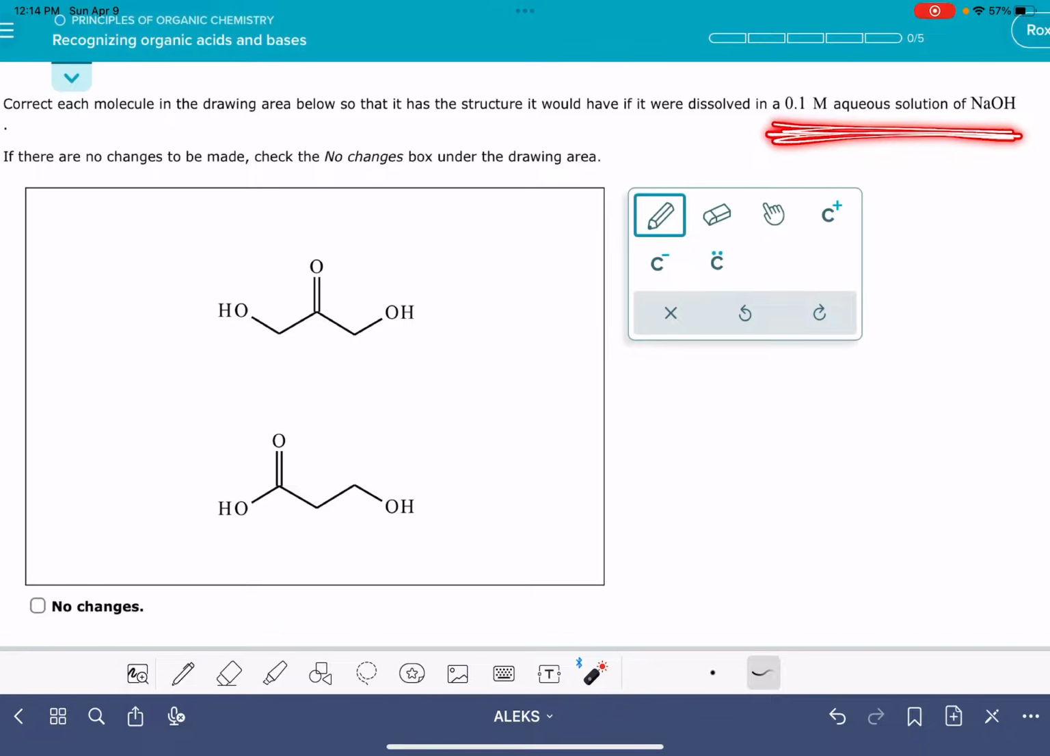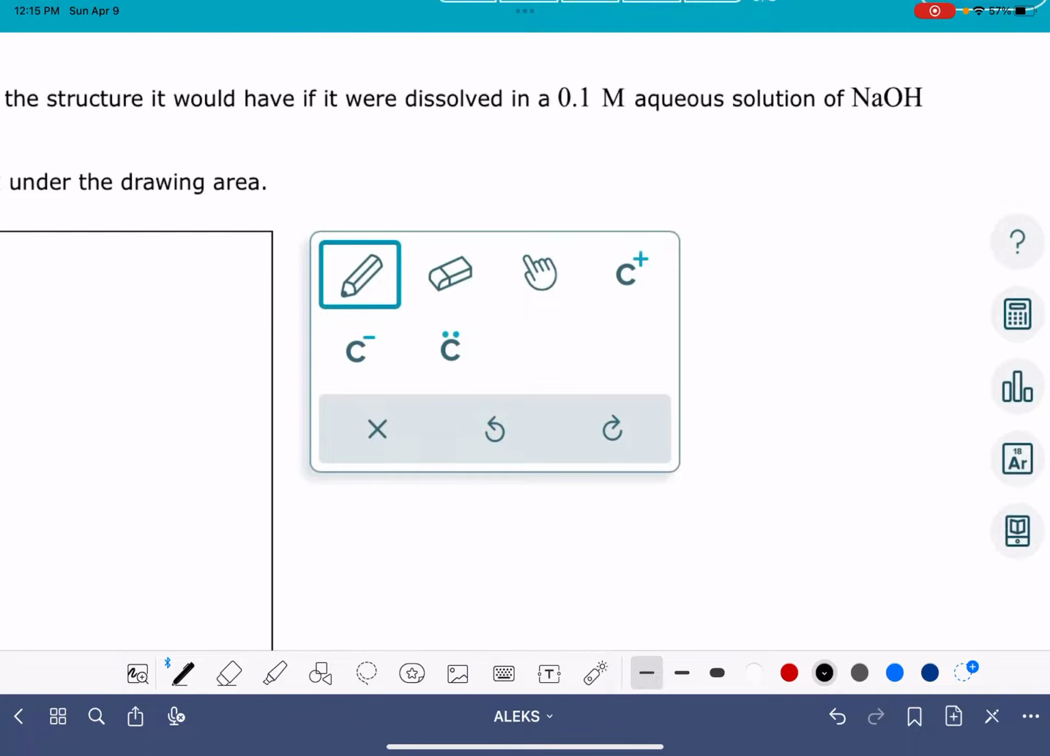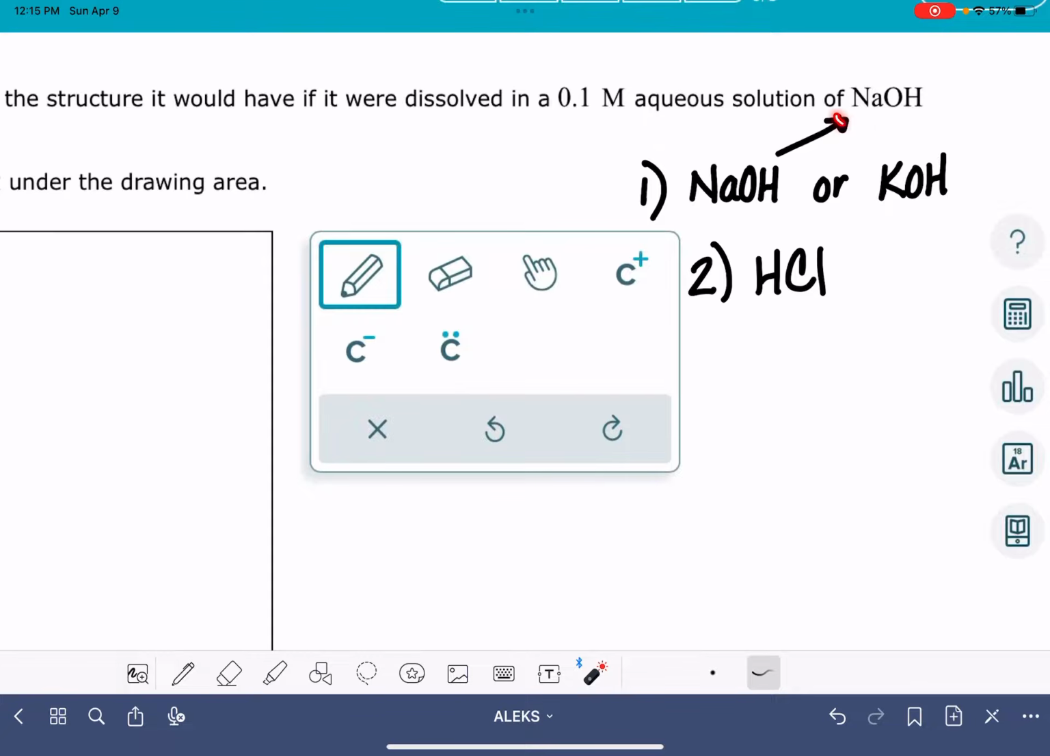It's going to be talking about a 0.1 molar aqueous solution of something, and there's going to be variation in the substance over here. So your options for this problem are either going to be NaOH, or you might see KOH. NaOH and KOH, you're going to treat exactly the same way in this problem, so I'm not going to distinguish between those two. And then the other option that you could get is HCl. So over here, you're either going to get NaOH or KOH. Version number 2, you're going to get HCl.